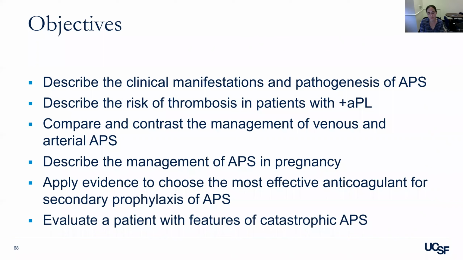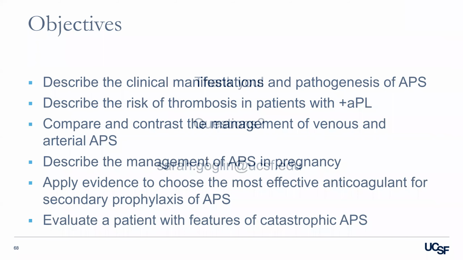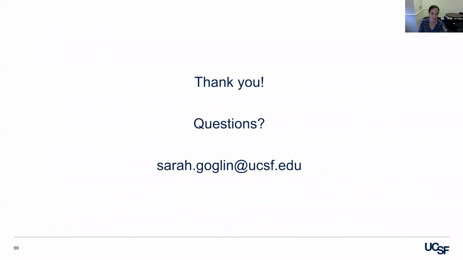We've compared and contrasted the evidence in the hematology and rheumatology literature for the management of venous and arterial APS. We've discussed the nuances of the management of antiphospholipid syndrome in pregnancy, depending on whether a patient has obstetric-only APS or thrombotic APS. We've discussed the evidence for the most effective anticoagulation method for secondary prophylaxis of APS, and then finally discussed how to evaluate a patient with APS. So thank you all so much for your attention, and I'm happy to take questions from the moderators.